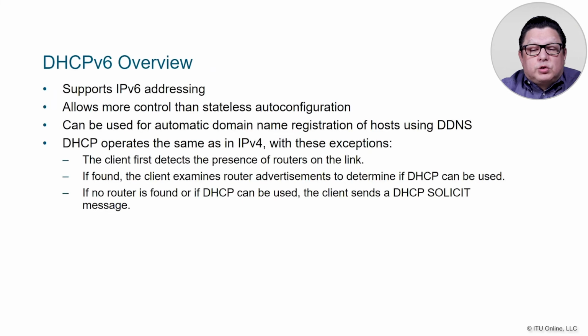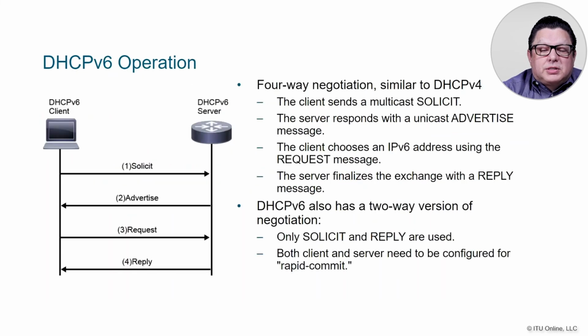On DHCP version 6, we also have that possibility, even dynamic DNS, very flexible, very efficient. It operates very similar to IPv4. There are certain things you have to consider. You have two ways of doing it. You may have a four-way negotiation, which is the way that you know it, just with different names, or you have a two-way version. What's a rapid commit, RC, something like RC DHCP, rapid commit.